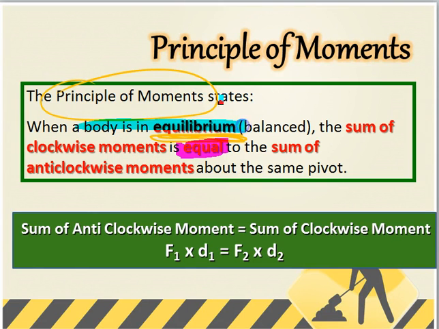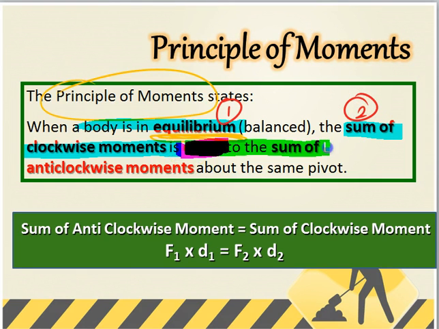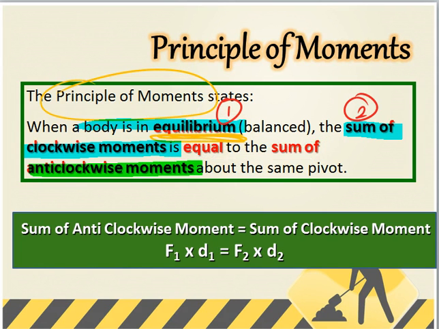One is a body in equilibrium. This is the first part. The second part is the sum of clockwise moments. What must it do? It must be equal to the sum of anti-clockwise moments. Take note, it must be equal to the sum of anti-clockwise moments. This is the third part. And the last thing here? About the same pivot. So there are four parts to this.